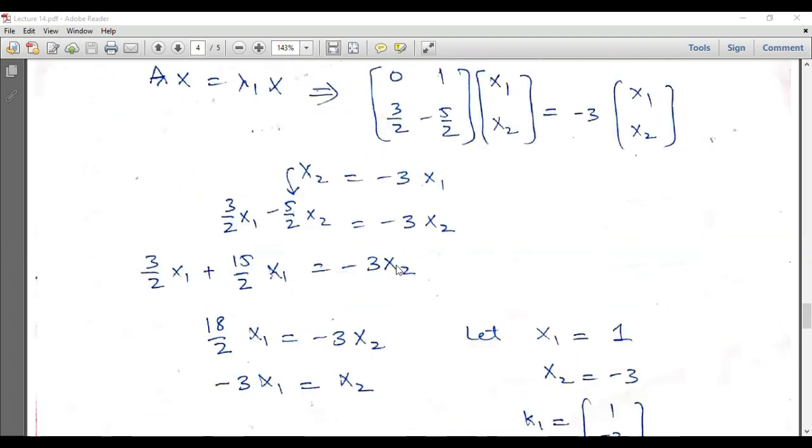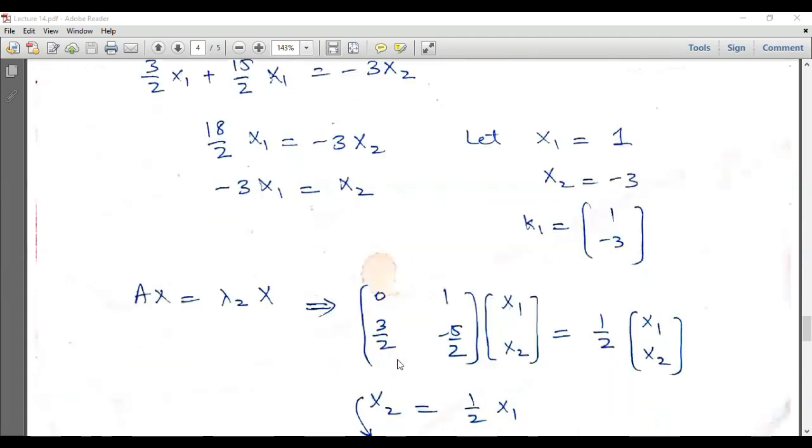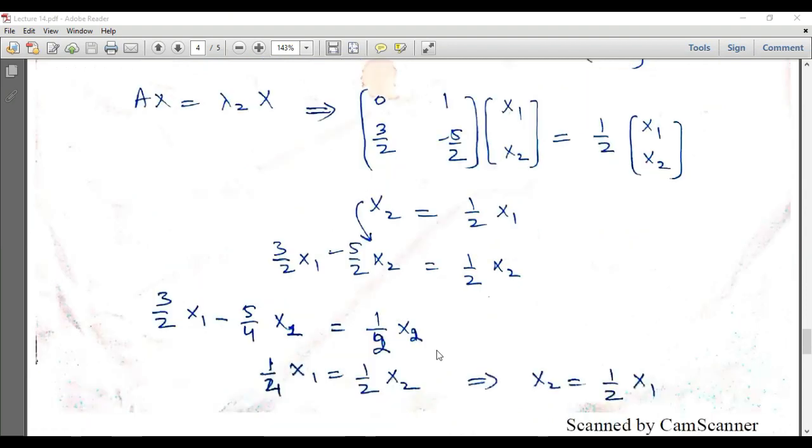Now let's evaluate the second eigenvector by considering the second eigenvalue of 1 by 2. So Ax is equal to lambda 2 x. So this is our matrix. Again, make two equations: x2 equal to 1 by 2 x1, and 3 by 2 x1 minus 5 by 2 x2 is equal to 1 by 2 x2, and put this value of x2 over here. So 3 by 2 x1 minus 5 by 4 x1 equal to 1 by 2 x2.